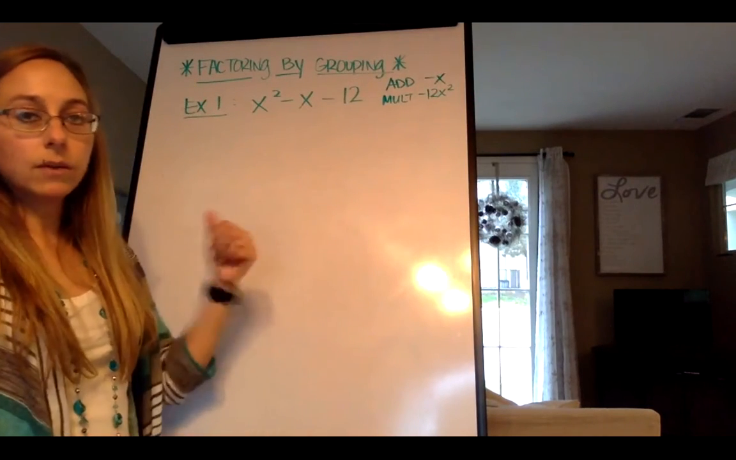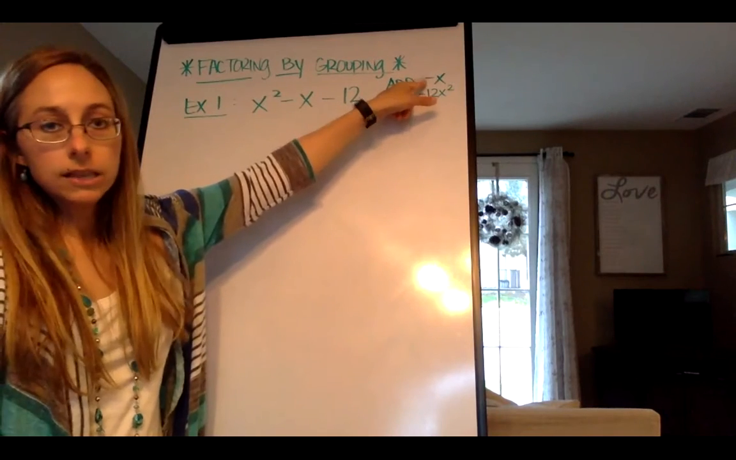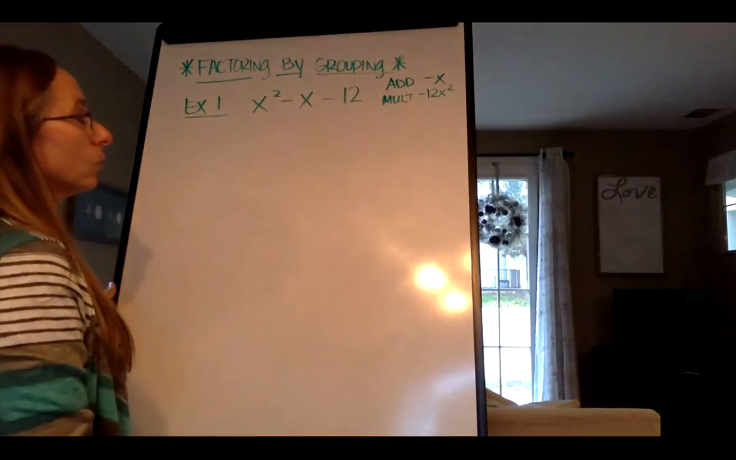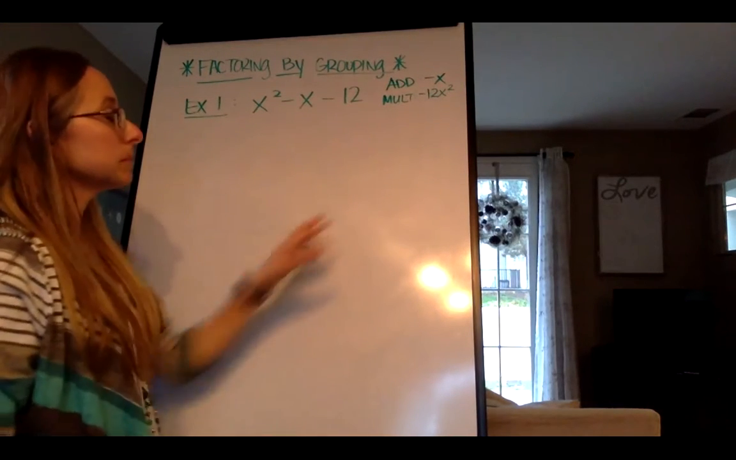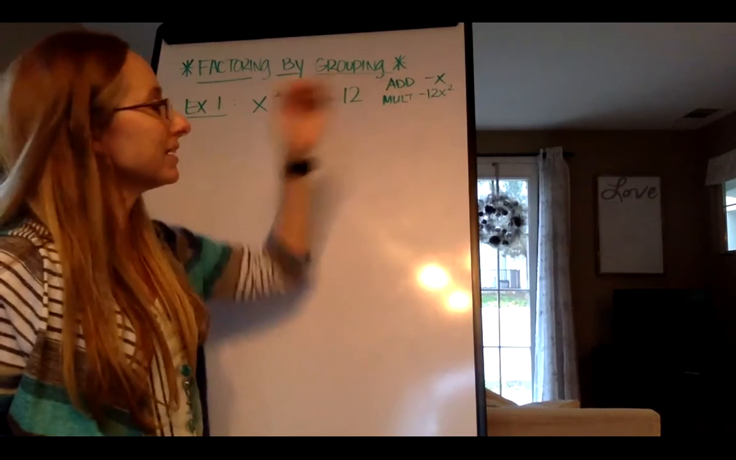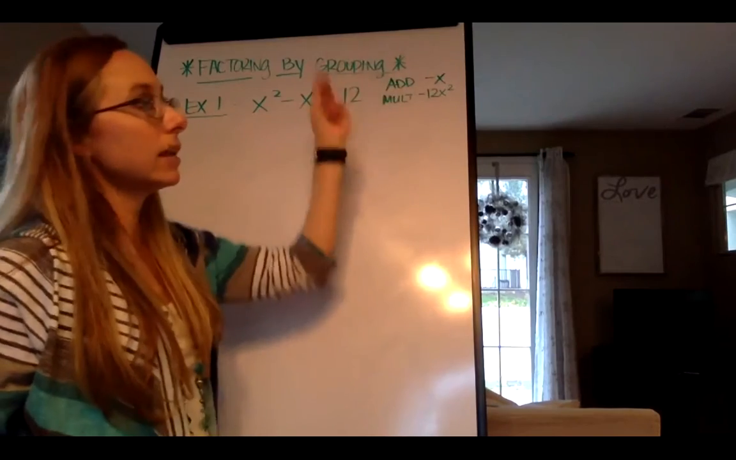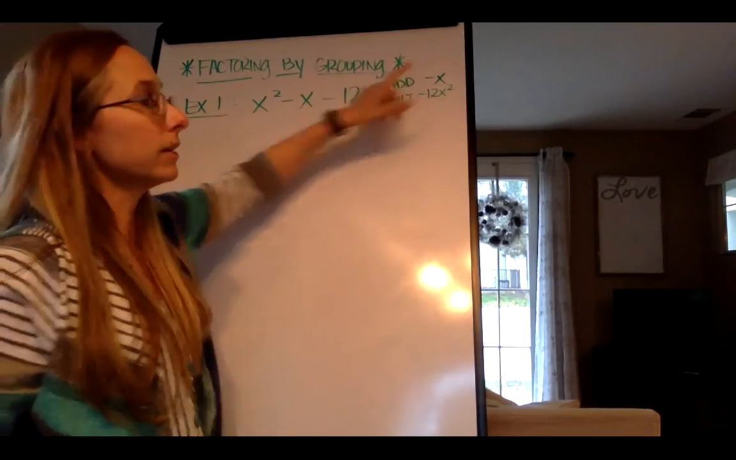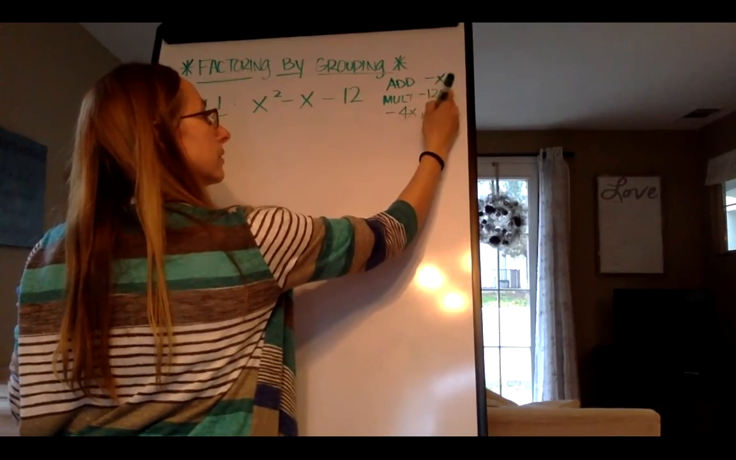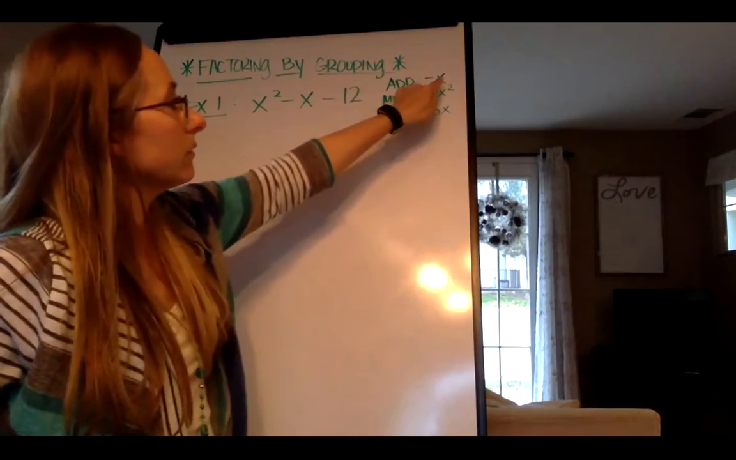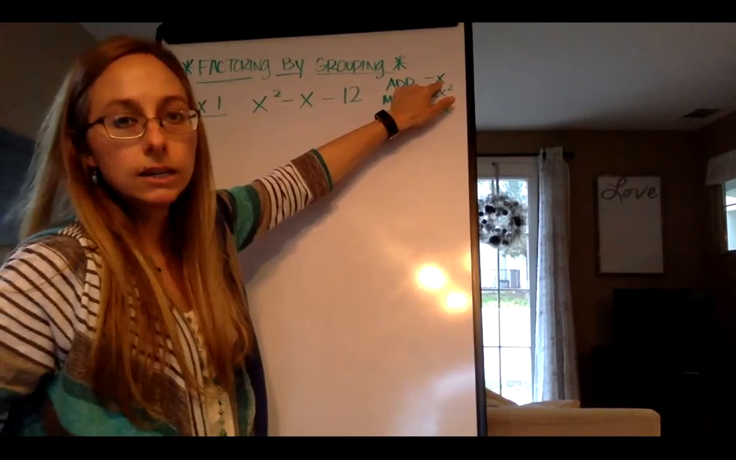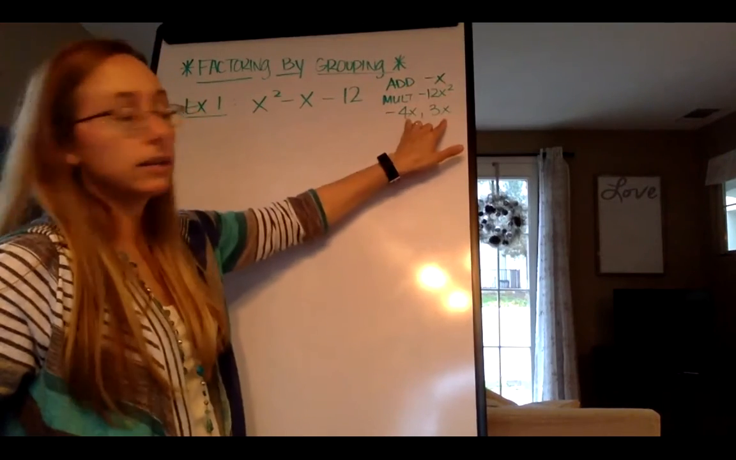So two numbers that when you add them together give you negative x, and when you multiply them give you negative 12x squared. Okay, what are those two numbers? Two numbers that multiply to negative 12 are negative 4 and positive 3. Negative 4 plus positive 3 gives you negative 1, and then you just tack on an x to them. So negative 4x and 3x. In these examples, you take whatever your variable is in the addition part and tack it onto the numbers that you get.